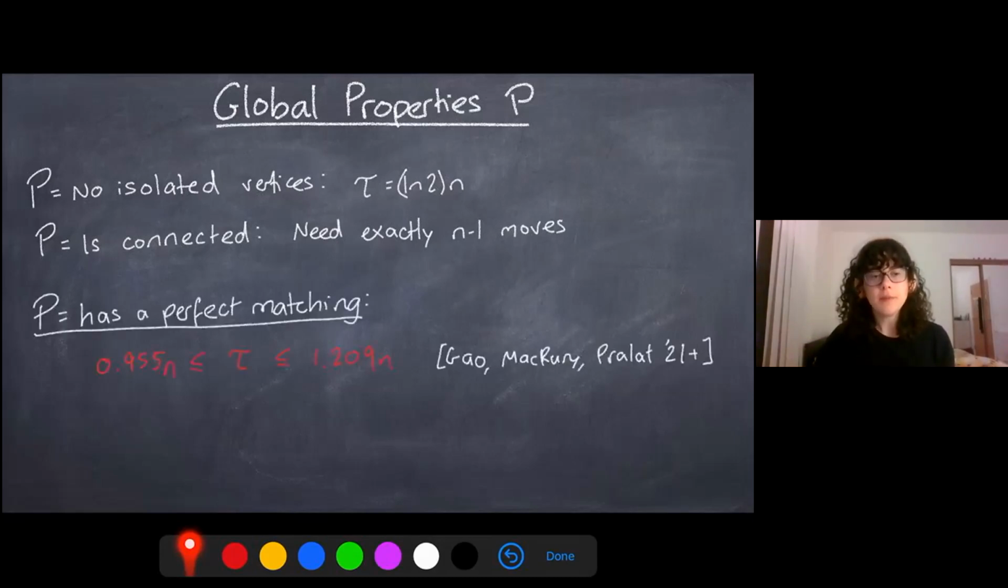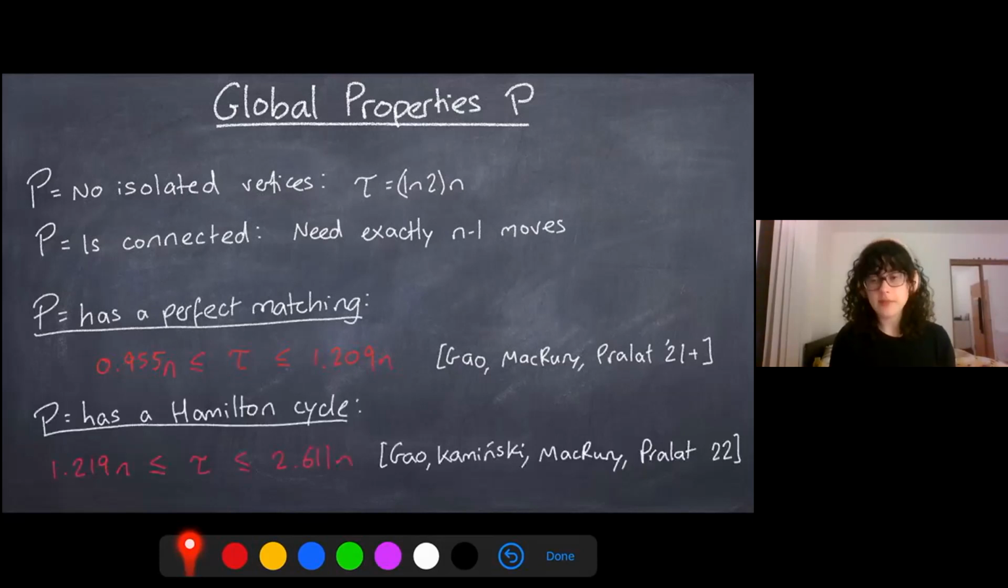Okay, so something a bit more complicated, just to show you that it's not always so straightforward to get an exact threshold. What if the property is having a perfect matching? Well, this was studied by Gowan, McCurry, and Pratt, and they found a lower bound of 0.955n on the threshold and an upper bound of 1.209n. They also studied, with Kaminsky, having a Hamilton cycle, and they found these even further spaced apart bounds. 1.219n is the lower bound and 2.611n is the upper bound. So it's quite difficult to get a handle on exactly what's going on here.